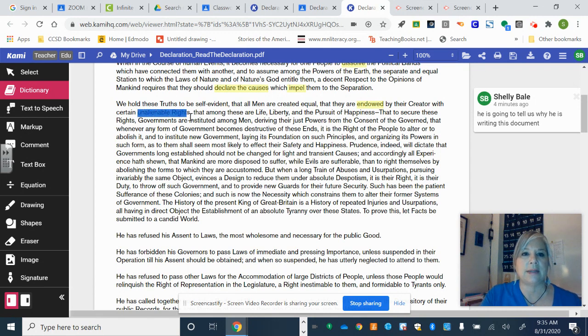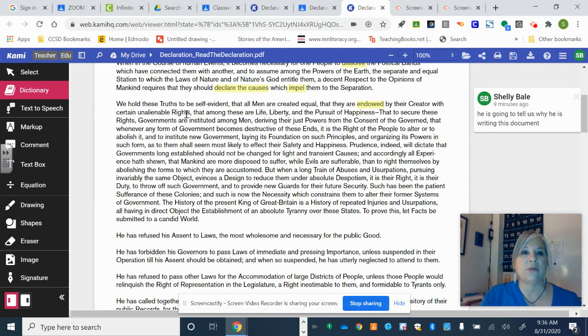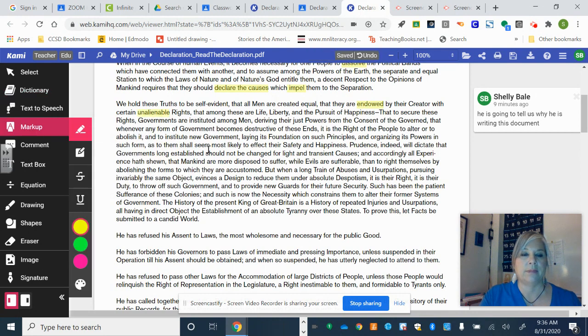Unalienable rights. Let's see what the dictionary says about that. Not subject to be taken away from or given away by the possessor. So these are things that cannot be taken away from us. I'm going to highlight that because it was a word I was struggling with. So you can see that the first kind of run through that I would do with my document is I would be highlighting words that are unclear to me, and that I want to get a definition of those words immediately so that I can really understand what is being said. So I'm not going to continue highlighting every single word that I come across because I want to get to some other parts of annotation.